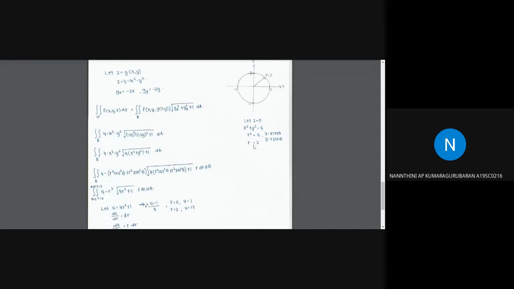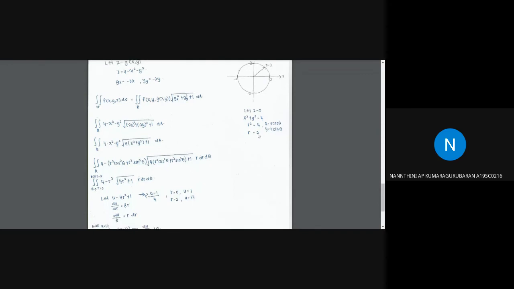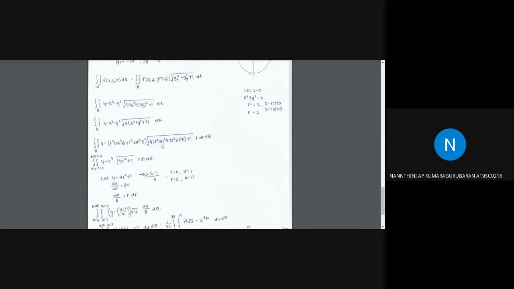Since we already changed this one to polar, the x and y values should also change to polar, which is x equals r cos theta and y equals r sin theta. Then we substitute the values into this one and we get this. Then dA should change to r dr d theta because we already changed it to polar form. Then we simplify the whole thing and we get this.